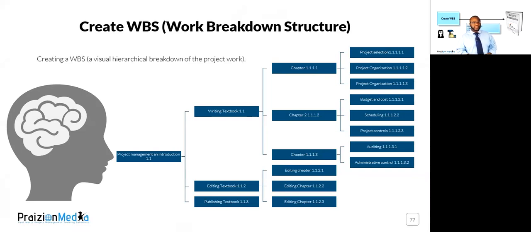You can have many different types of WBSs. So this is just another type of WBS. In this one, we can see Project Management and Introduction, the book, is broken down into writing the book, editing the book, publishing the book.